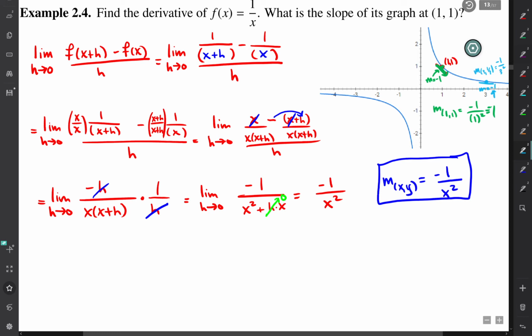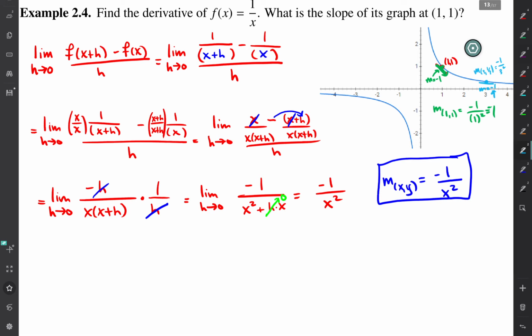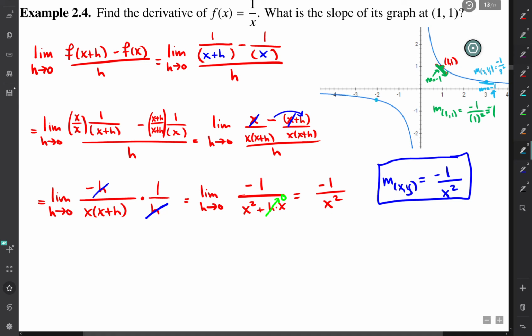So that's the beauty of calculating the derivative, it gives you a function that tells you the slope at any point. I could even plug in negative 2, and it should tell me what the slope is there. m of (negative 2, negative 1/2) is going to be negative 1 over negative 2 squared, which is negative 1/4.